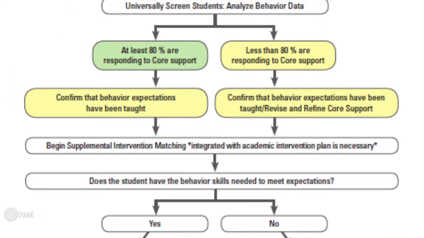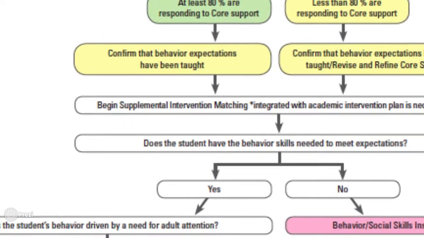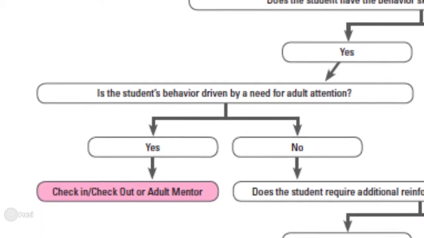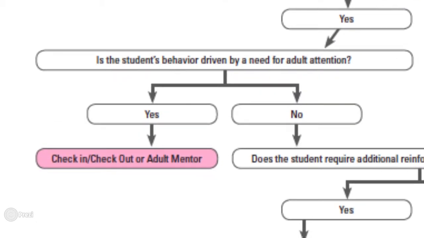If we have decided that the student does have the behavior skills needed to meet the expectations, then we want to ask the question of, is the student's behavior driven by a need for adult attention? And here, if the answer to that is yes, then that's a student who would likely benefit from either having an adult mentor in the building or possibly a check-in, check-out intervention, but any standard intervention or standard treatment that's going to get them in contact with an adult and being rewarded for just being there and exhibiting correct behaviors with adult attention.